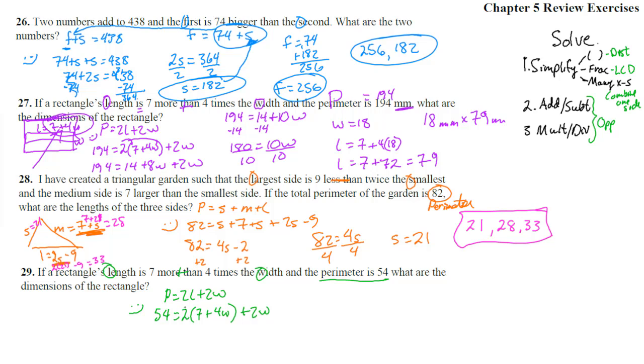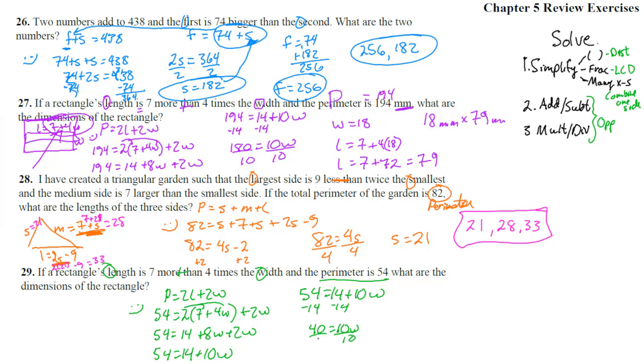Do we have any parentheses? Yes. Jump that in. 54 equals 14 plus 8W plus 2W. Good deal. Let's put all the W's together. 54 equals 14 plus 10W. And let's rewrite it up here. 54 equals 14 plus 10W. Subtract 14, subtract 14. And we get 40 equals 10W.